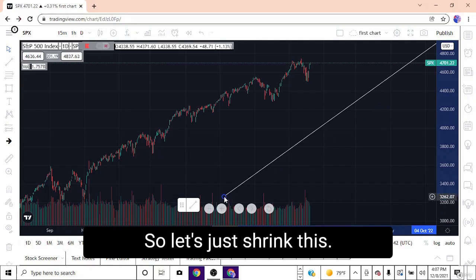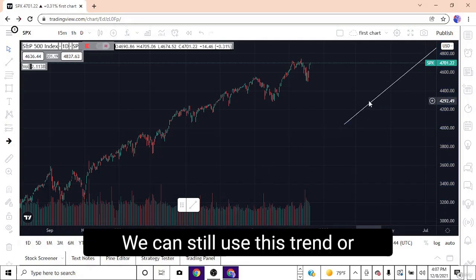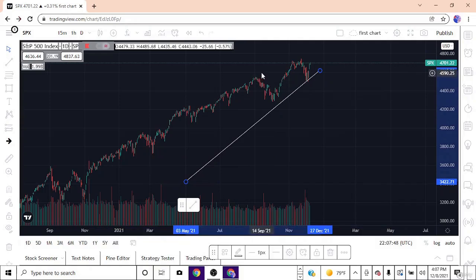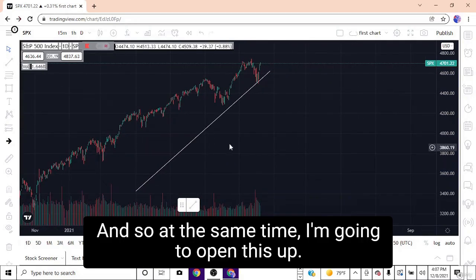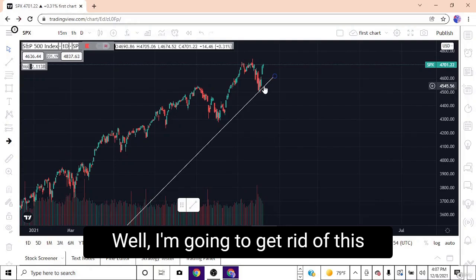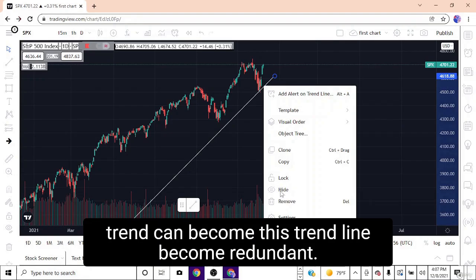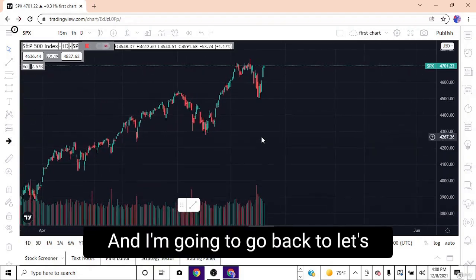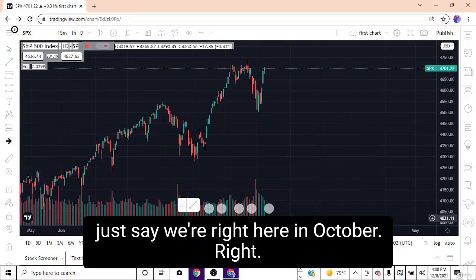So let's just shrink this. We can still use this trend, or we can get rid of the trend. I choose to still use it. And at the same time, I'm going to open this up. Well, I'm going to get rid of this trend because as I open this up, this trend line can become redundant. And I'm going to go back to, let's just say we're right here in October, right?